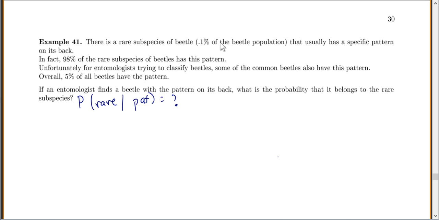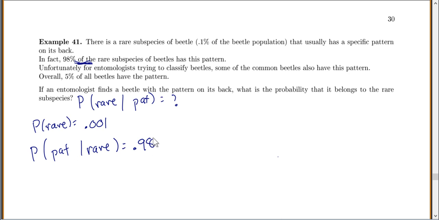Let's see, there's a rare subspecies which is 0.1% of the entire population. So the probability of rare equals 0.1% or 0.001. Let's see, 98% of the rare subspecies. That sounds like an if statement, saying if we know that you're the rare subspecies, the probability that you have the pattern is 0.98. Okay, so if we know you're rare, you have a 98% chance of having the pattern. Let's see, 5% of all beetles have the pattern. So overall, the probability of the pattern is 0.05.